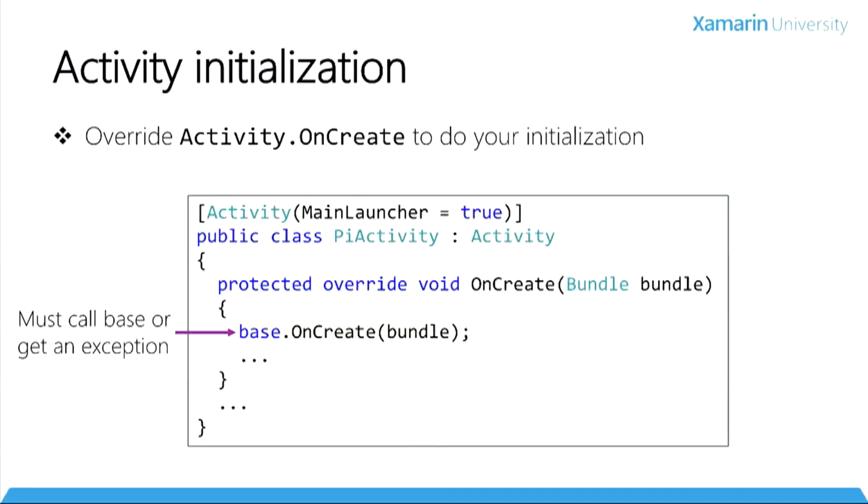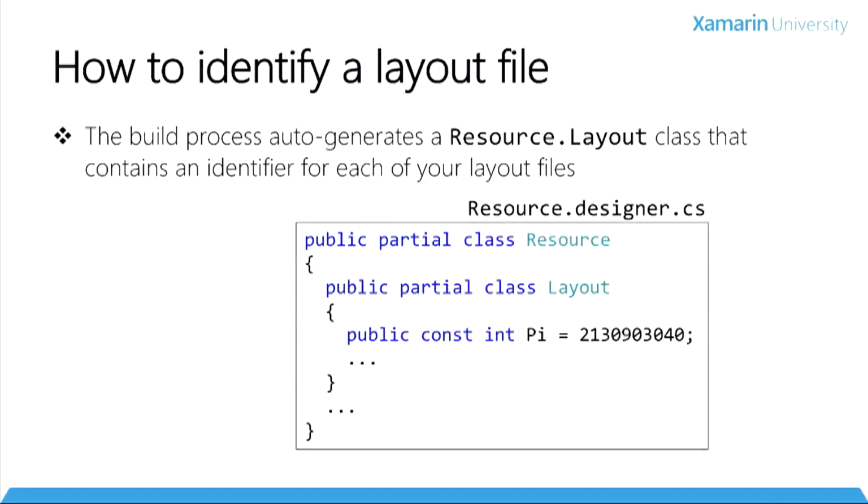The other thing you're going to do in your onCreate override is set your layout, or instantiate your activity's layout. And to do that, you need to have some way of identifying your layout file.